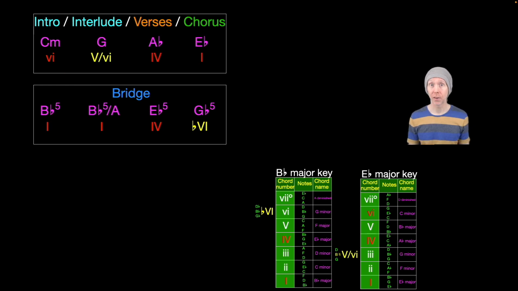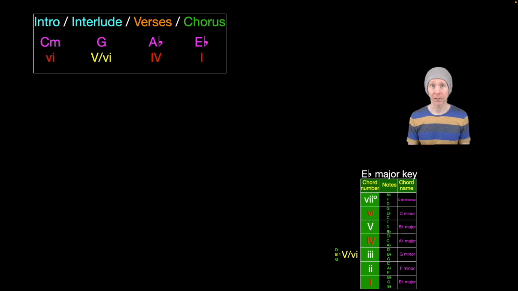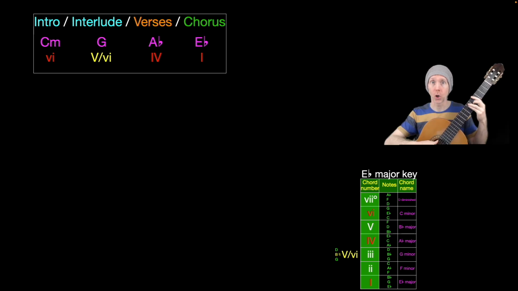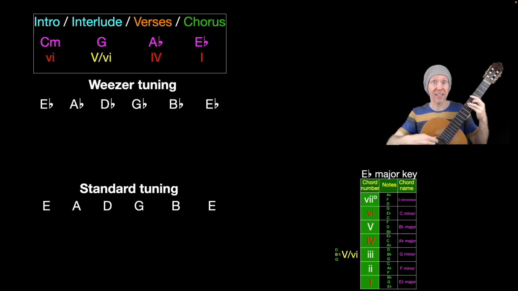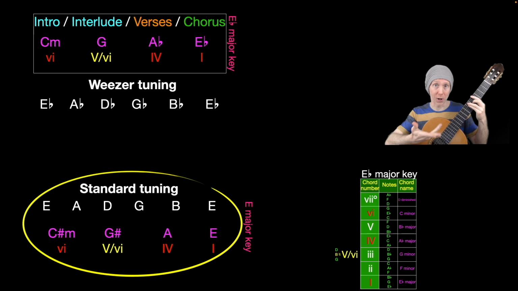So now that we've covered the basic progressions, let's go back to the main progression and dive a little deeper. Now a quick side note, Weezer actually tuned their guitars down half a step for this song. And the guitar I'm playing now is in standard tuning. So anything I play on it is actually half a step higher than what I'm talking about.